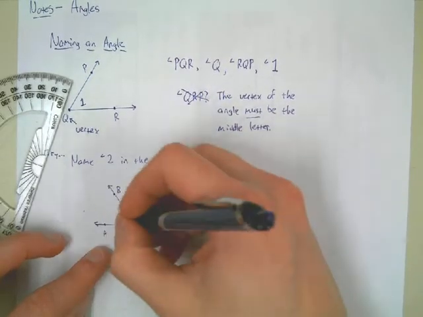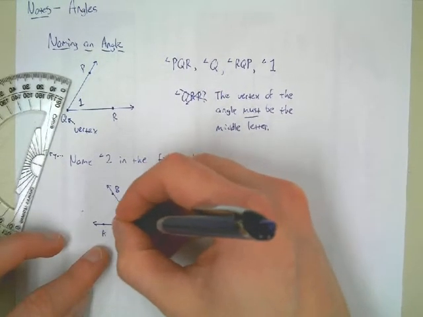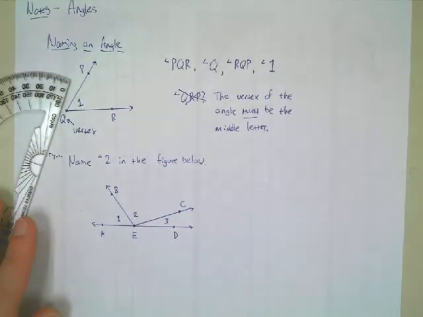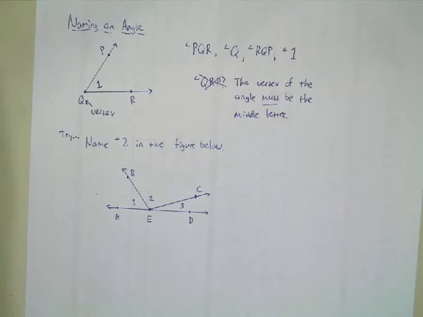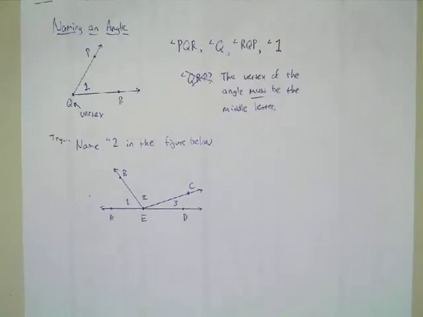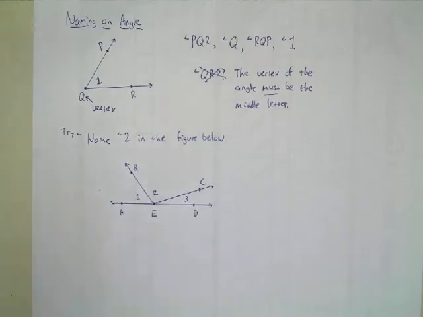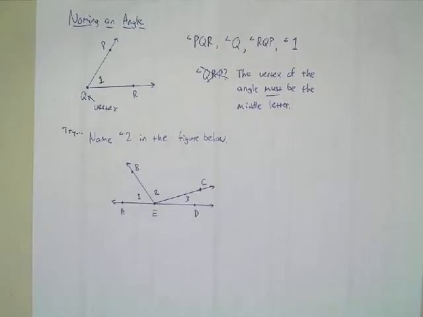Okay. I'll put a 1 there, 2, and then 3. So go ahead, take a couple seconds there, and just tell me what the name of angle 2 is. Obviously, you can't use angle 2 because that's already been named angle 2. So don't use the name angle 2, but give me another name for angle 2 there.